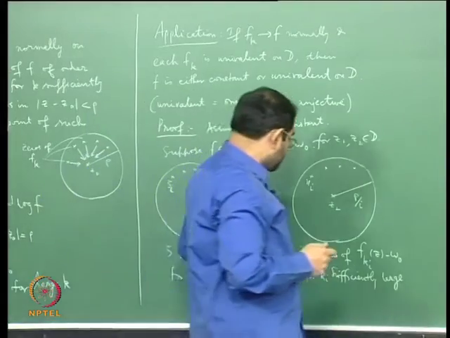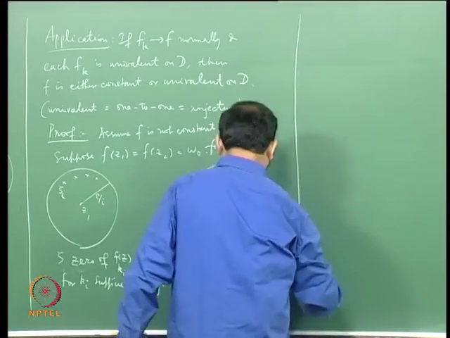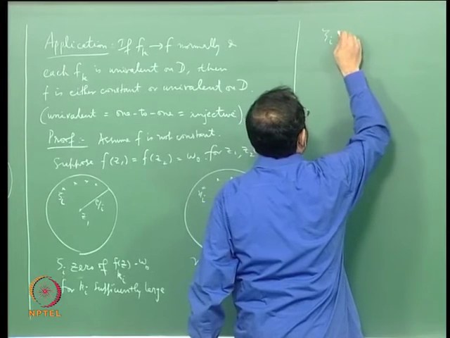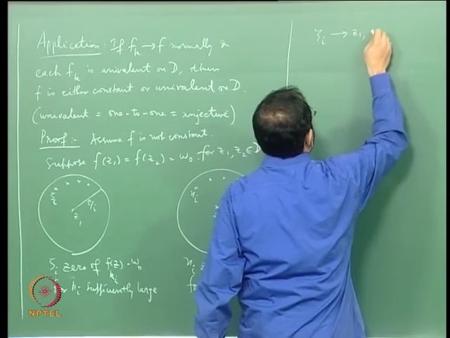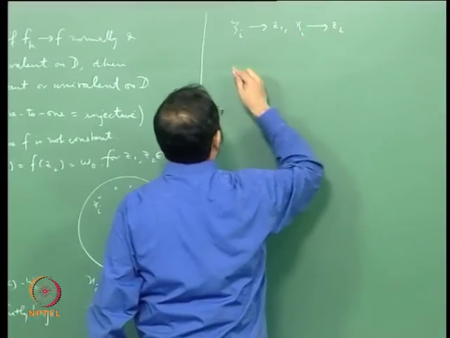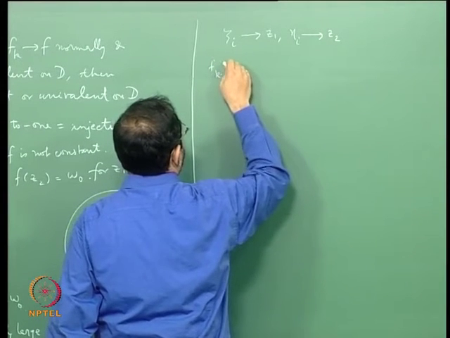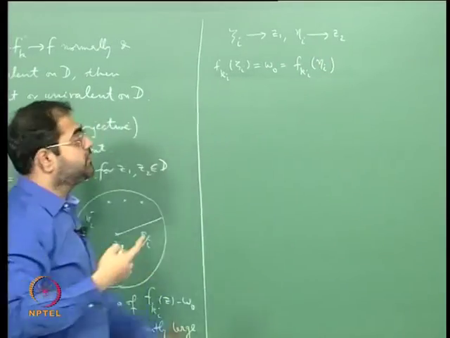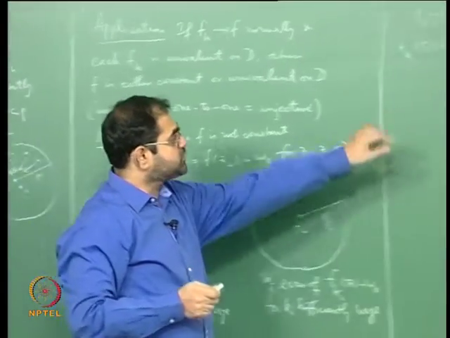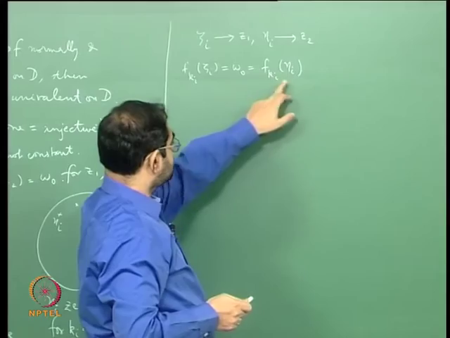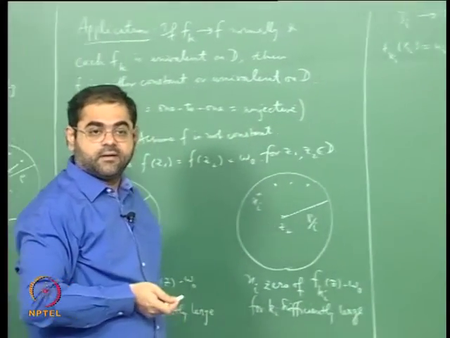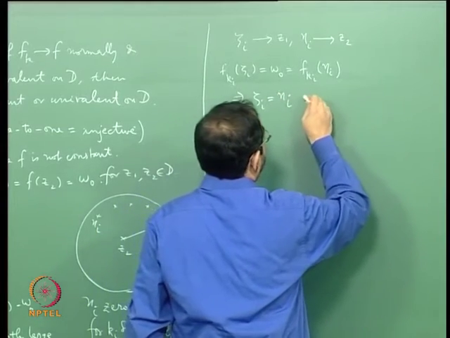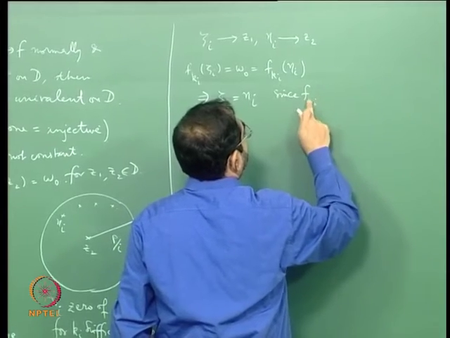So with this kind of thing, you see zeta i converges to z1, eta i converges to z2, and f k i of zeta i is actually w0, which is equal to f k i of eta i, because zeta i is a 0 of f k i of z minus w0 and eta i is also a 0 of f k i of z minus w0. But f k i is given to be 1 to 1, so this will tell you that zeta i is equal to eta i since f k i is univalent.